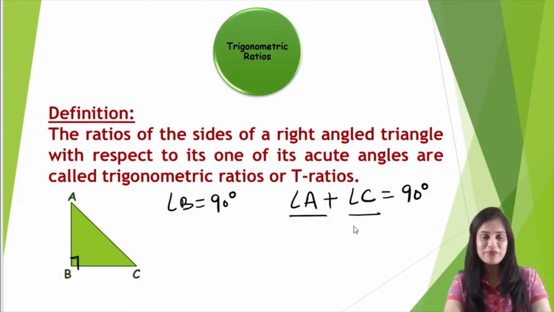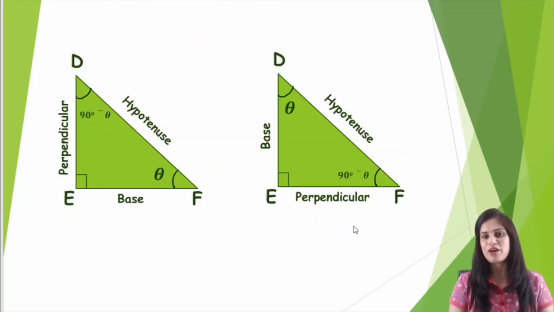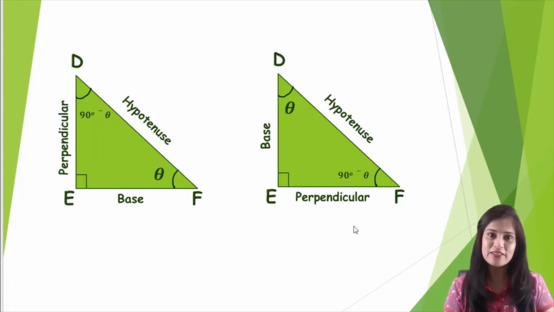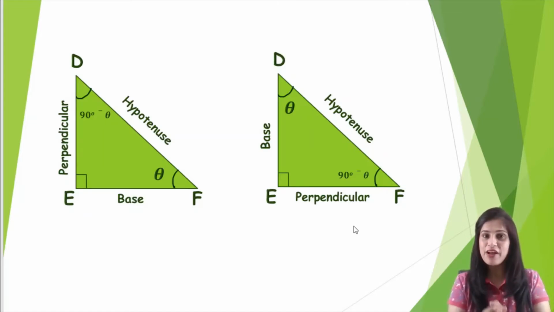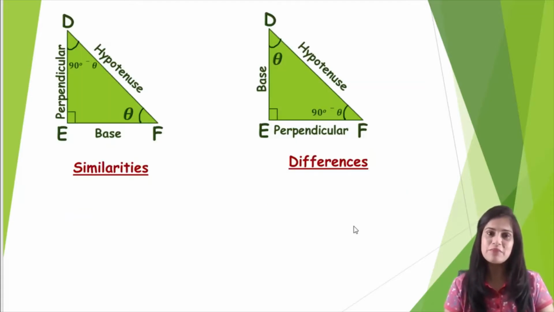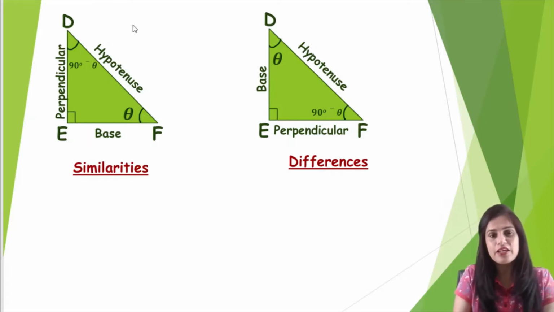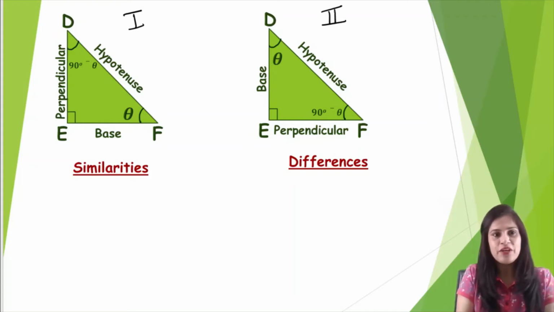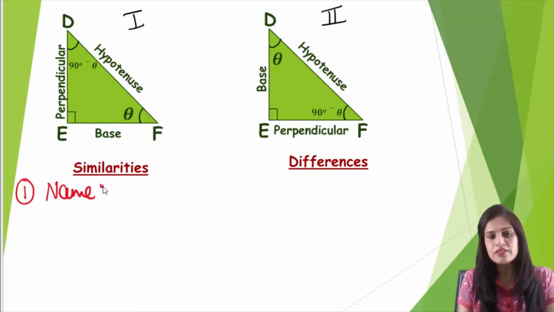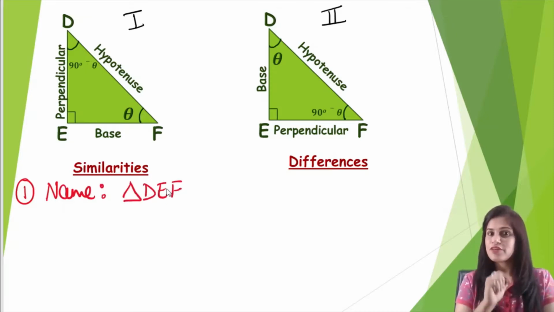So are you ready? Let's get started for the activity now. Here you can see two triangles. See them carefully. Find out the similarities and differences. Let's check out the similarities and differences by taking these two triangles as first triangle and second triangle. If we talk about similarity first, then the first similarity is that the names of these two triangles are the same. That is triangle DEF. Isn't it?